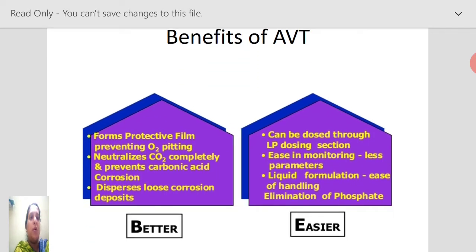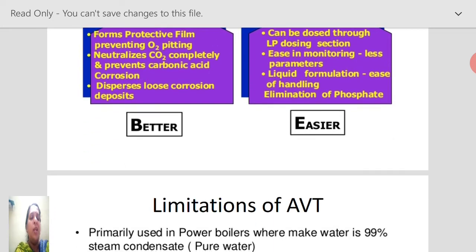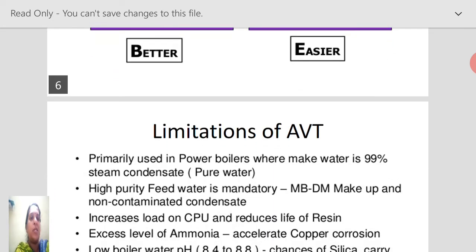So what are the advantages of this AVT? It forms a protective film, as we already saw, therefore it prevents oxygen pitting. It also neutralizes the carbon dioxide completely, and it prevents carbonic acid corrosion also. It disperses loose corrosion deposits, and it is very easy to dose as well as monitor and handle. And it also eliminates the phosphates.